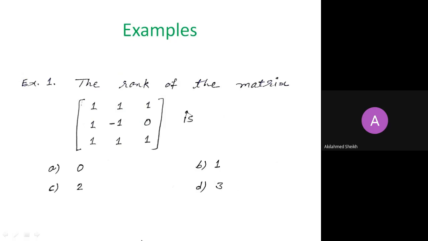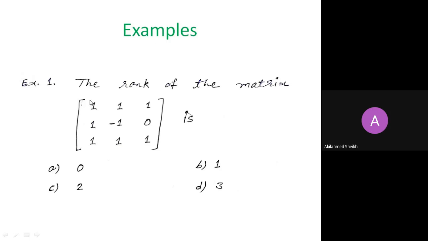Now the first example is the rank of the matrix. This is the given matrix. Now here we have to find the rank of the given matrix. For that purpose we have to use elementary row transformations.